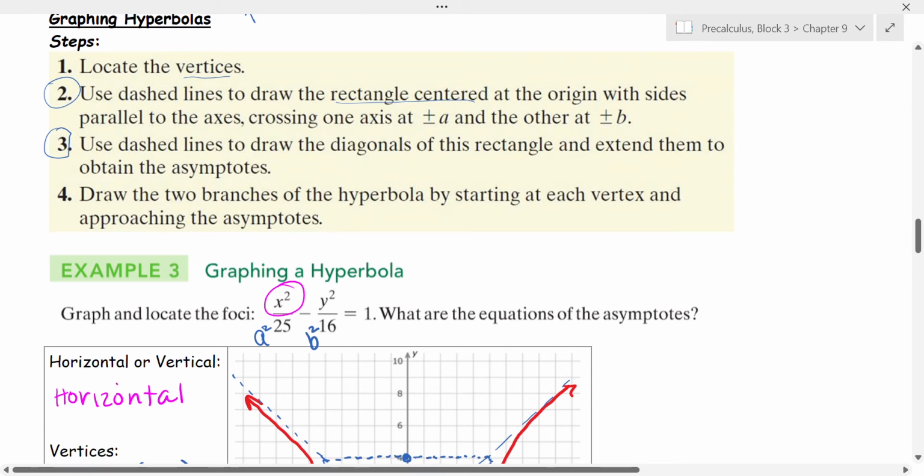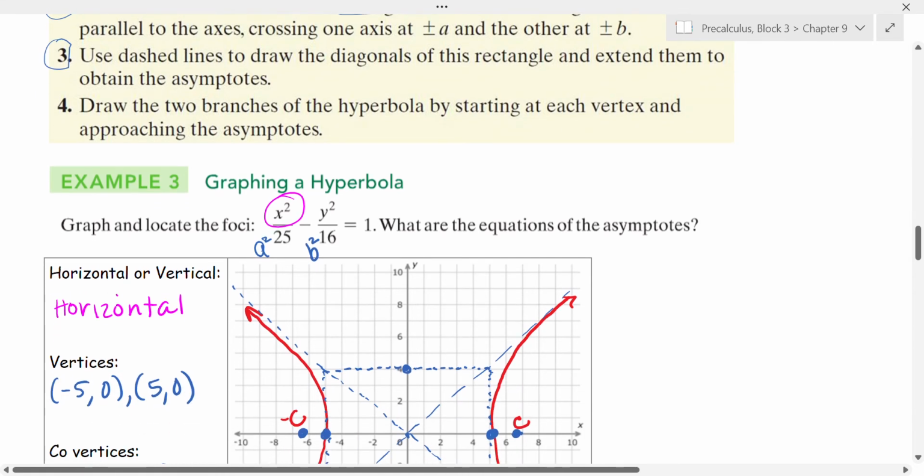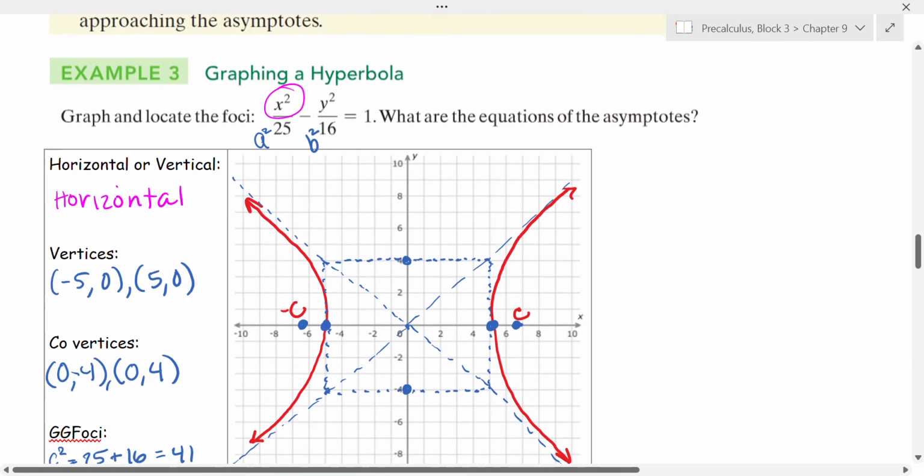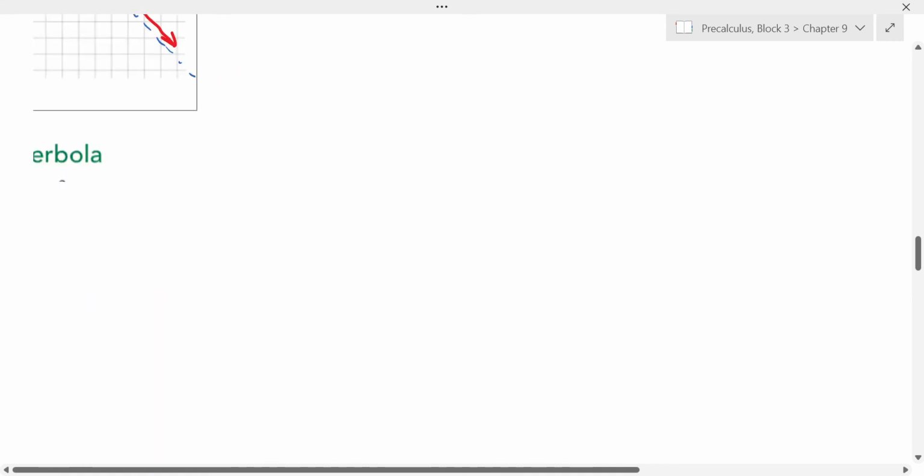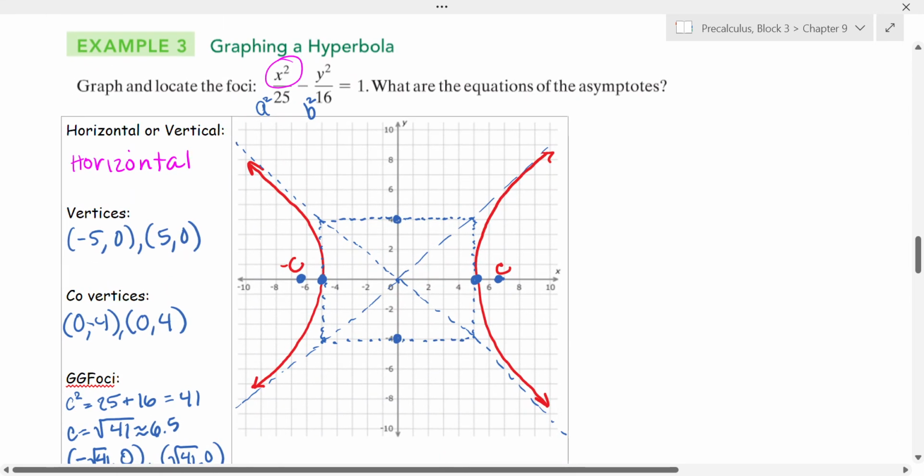And you draw the 2 branches of the hyperbola approaching these asymptotes. So then look at example 3. We did this one in class. We determined our vertices by looking at the equation. It's the number that's with x, so the vertices are on the x-axis, the co-vertices are on the y-axis, and the next step was to draw this little blue rectangle, connecting the vertices and co-vertices.